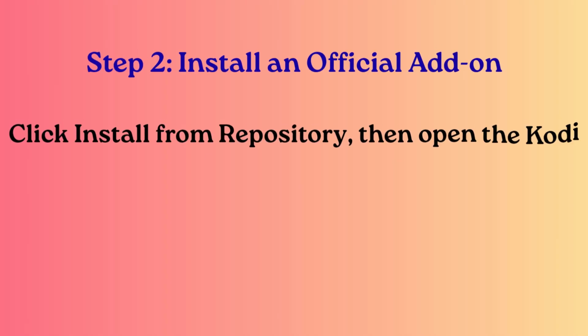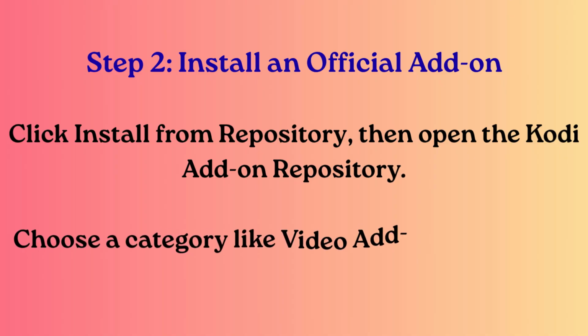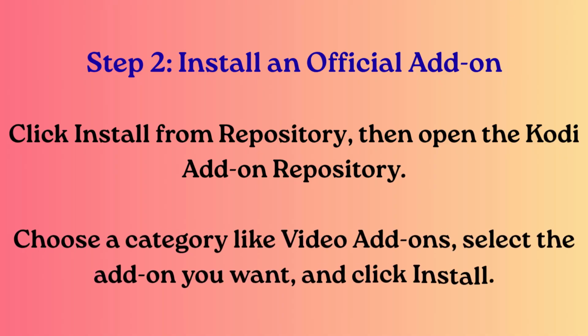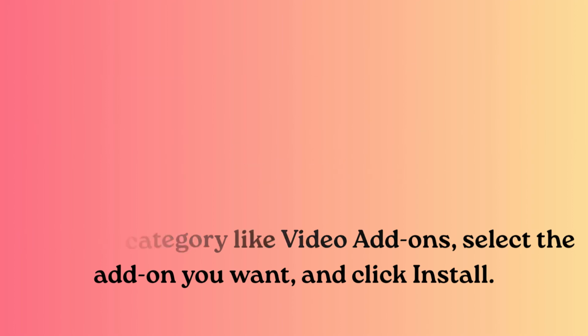Step 2. Install an official add-on. Click Install from Repository, then open the Kodi add-on repository. Choose a category like Video Add-ons, select the add-on you want, and click Install.